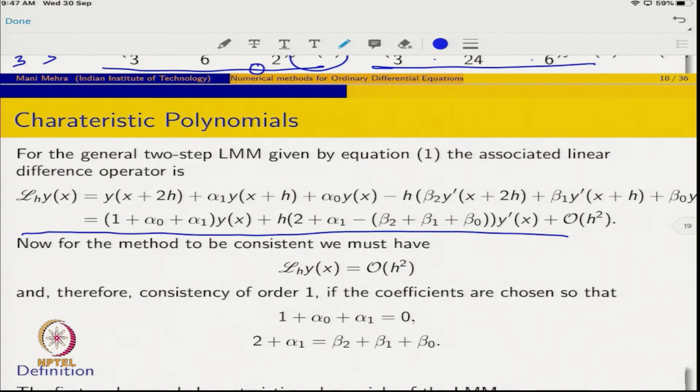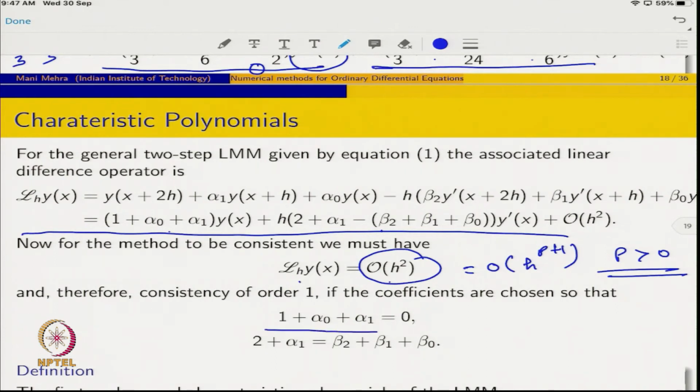So, now for the method to be consistent, we must have L[y(x)] of order h square. That is what we have already seen, that it should be h to the power p plus 1, where p should be greater than 0. So, for any difference scheme to be consistent, we have to put that this and this is 0. If that is not the case, you will not end up with a consistent difference scheme. So, 1 plus alpha 0 plus alpha 1 is equal to 0. 2 plus alpha 1 is equal to beta 2 plus beta 1 plus beta 0.